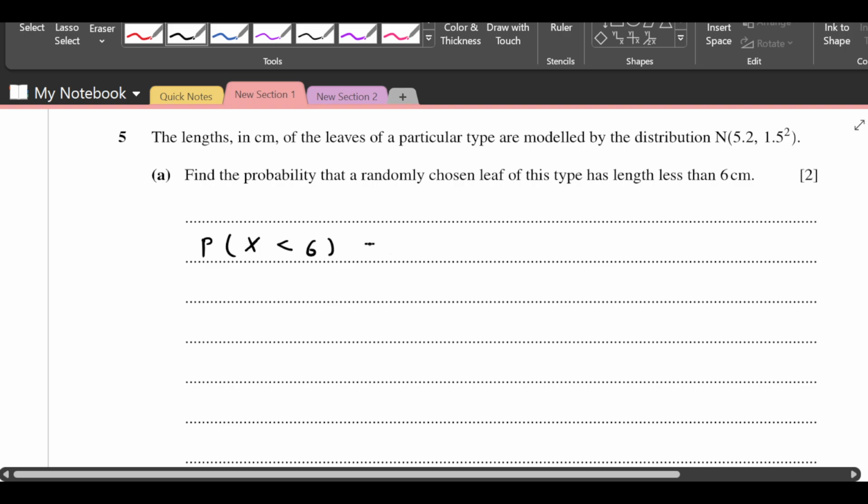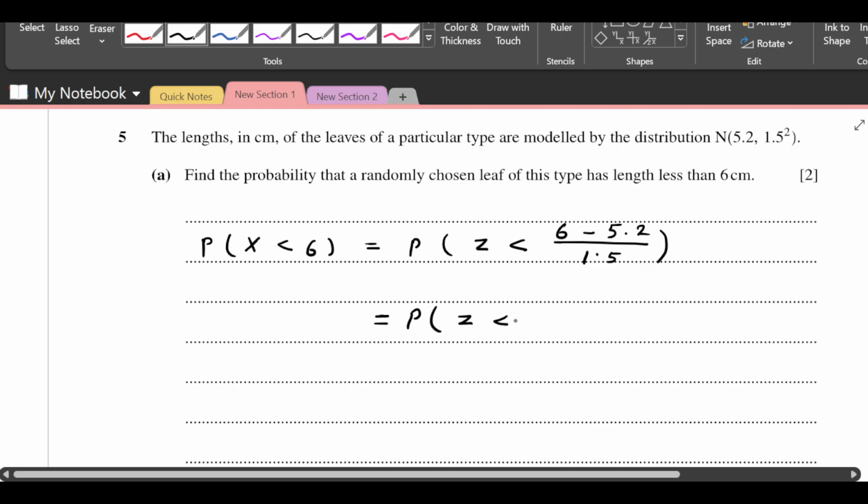Okay, so this is going to be the same as the probability of z less than (6 minus 5.2) divided by 1.5. Okay, fairly simple question. So this is the probability of z less than (6 minus 5.2) divided by 1.5.